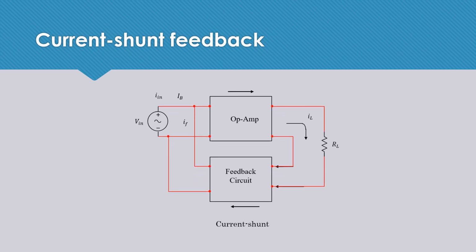Next is the current shunt feedback. You can see here, this is current shunt, and the output of this operational amplifier or forward circuit is connected such that the load current IL is the input to the feedback circuit.